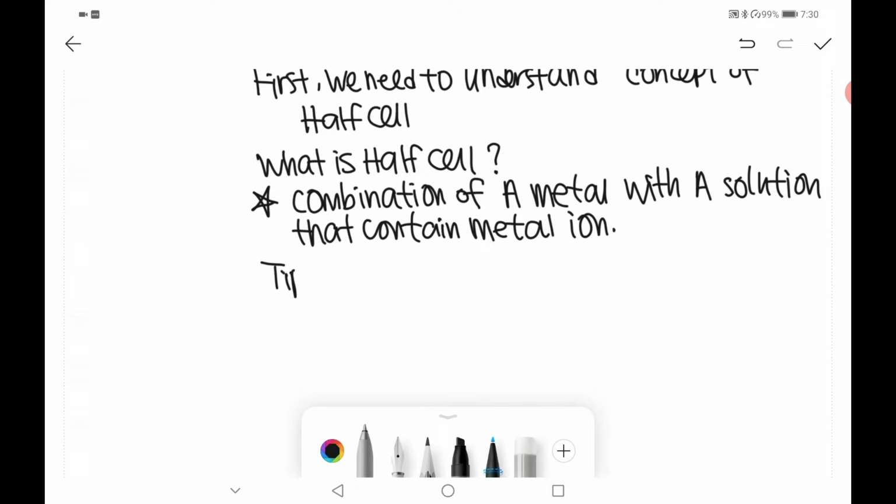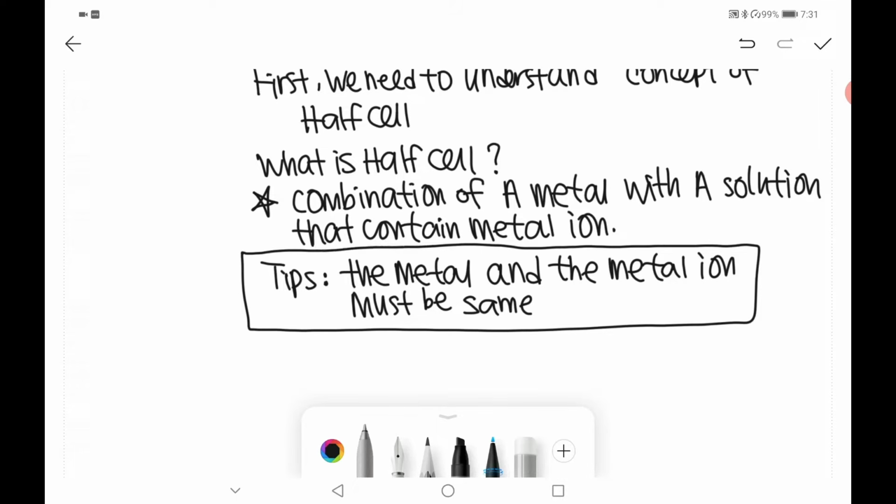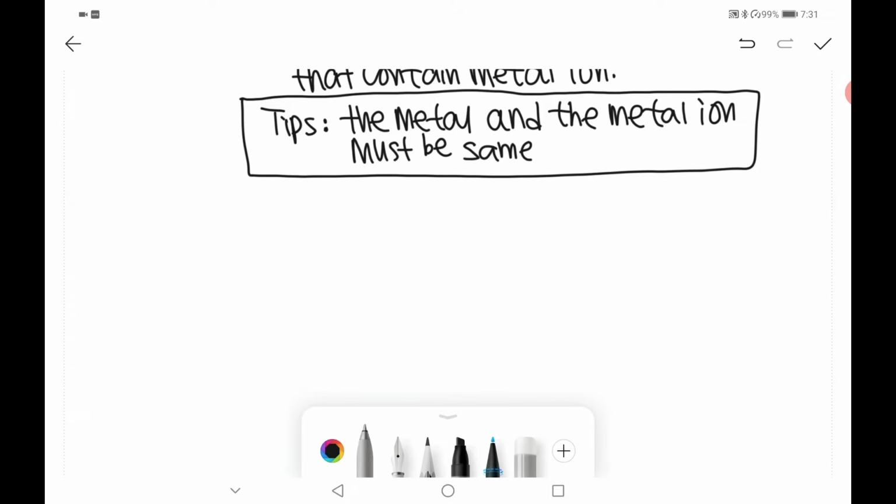Here we have a very important tip and concept you must know. The metal that we put and the metal ion must be the same. You must have the same metal and same metal ion. Then only you can call it a half cell. For example, let me give you some examples here. I will use three diagrams, and these three pictures will help us decide whether they are half cells or not.